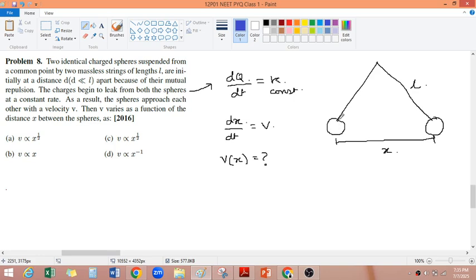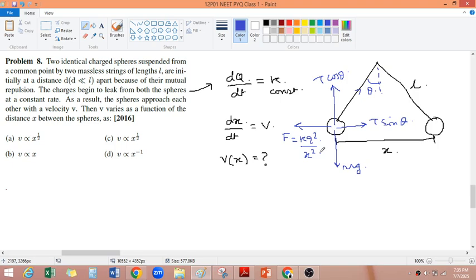So I think last class itself we did something very similar to this. So if I take this as theta, then we should know immediately that this must be theta. So that means this must be tension T. So this must be T cos theta, and this must be T sin theta. And mg should be acting downwards. F repulsion will be F is equal to kq squared divided by x square.